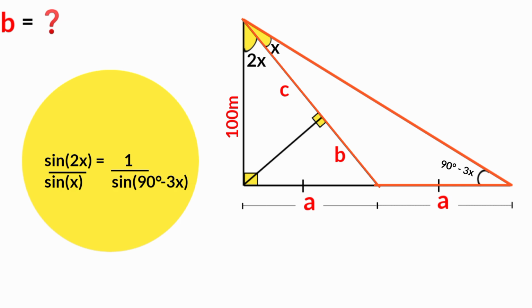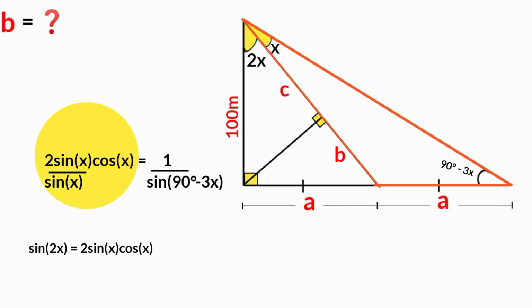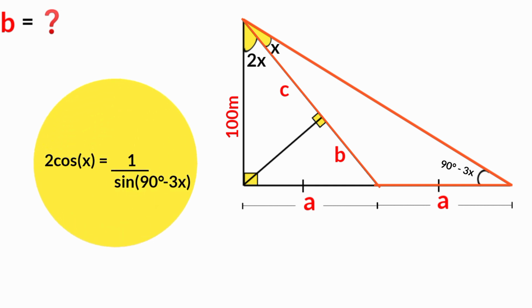Now from trigonometry, there is the double angle identity, the sine 2 theta equal to 2 sine theta cos theta. We let theta equal to x and substitute here. So sine 2x equal to 2 sine x cos x. Replace this sine 2x with 2 sine x cos x. Now this sine x cancels this sine x. So 2 cos x equal to 1 over sine 90 degrees minus 3x.